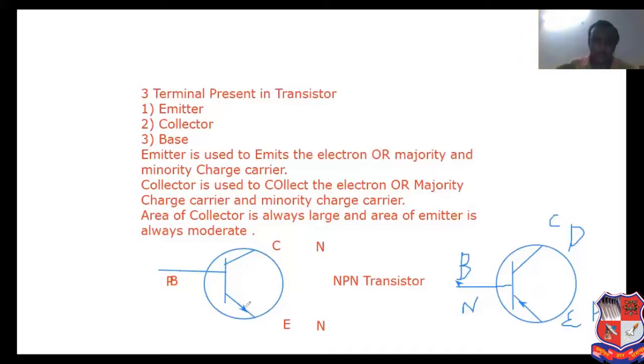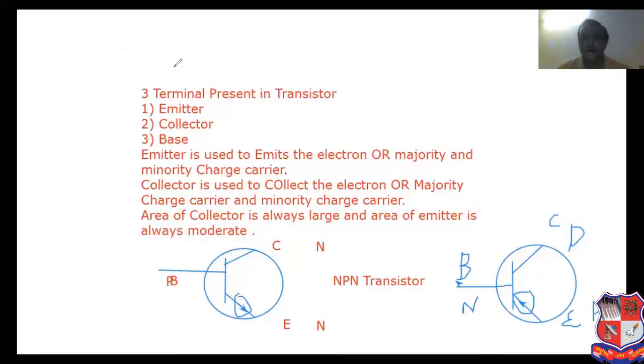It is the direction of the arrow which indicates current flow at the outside, and here the direction of current indicates current flow inside. From P to N, current flows from positive terminal to negative terminal. So this is the symbol of PNP transistor, and this is the symbol of NPN transistor. So it is the basic concept regarding the transistor. Transistor means it is used to transfer the signal from input to output.